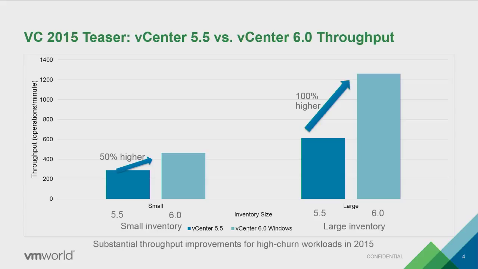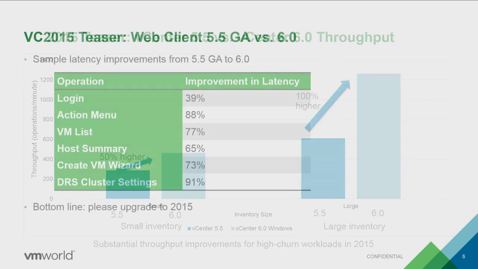And as you can see, for a small inventory, which is on your left, and for a large inventory, the throughput in 6.0 is significantly higher than in 5.5. So from a performance perspective, 6.0 is superior to 5.5.